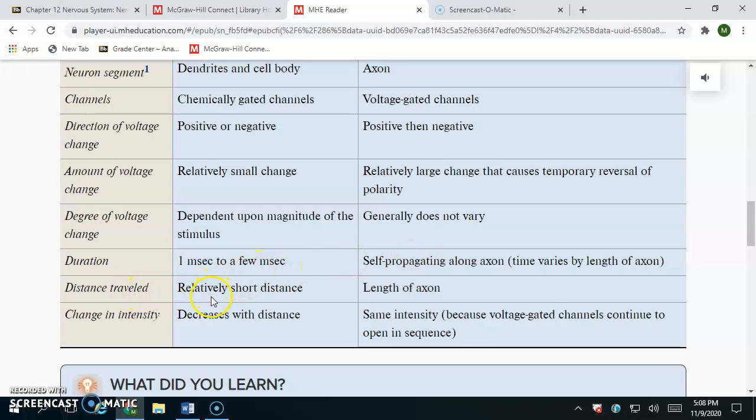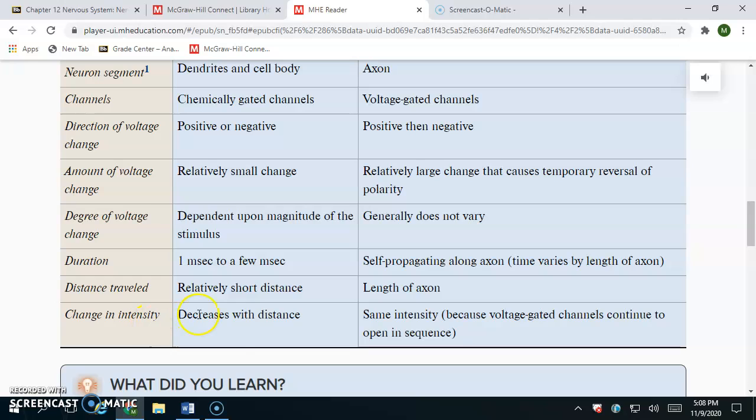And then the distance traveled. The dendrites and the cell body, that part of the neuron where graded potentials happen, they're not really long, so that's a shorter distance that the change in membrane potential has to travel. When it comes to an axon, they're much longer. They're the longest process of our neurons. So the action potential is going to always travel a much longer distance than any graded potential along the dendrites and cell body, just because the axon is so much longer than the dendrites and cell body.